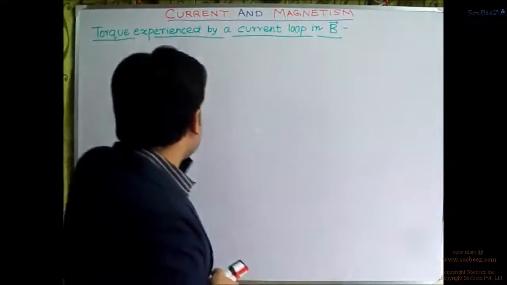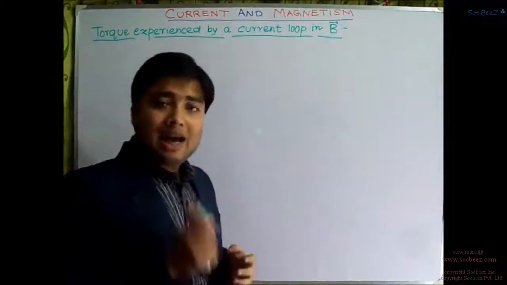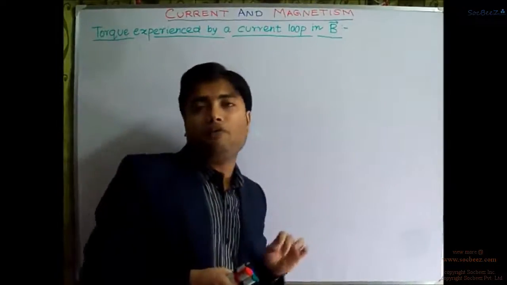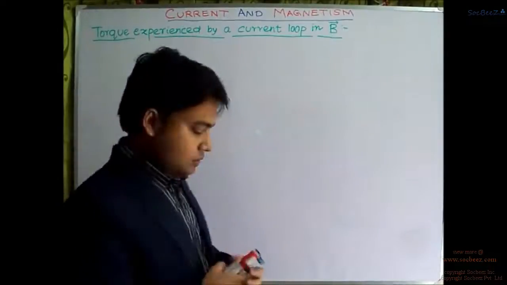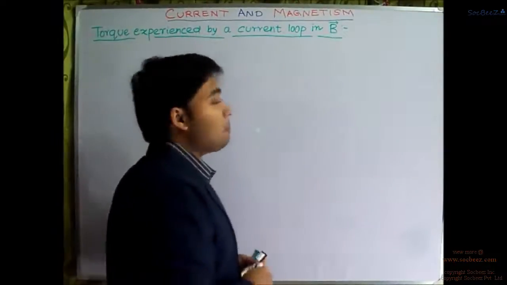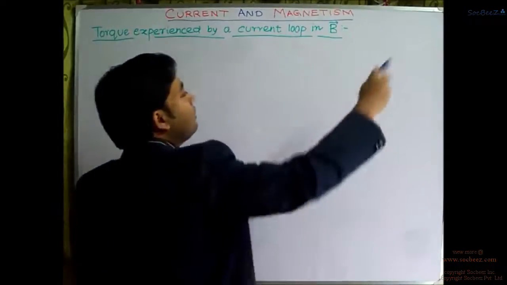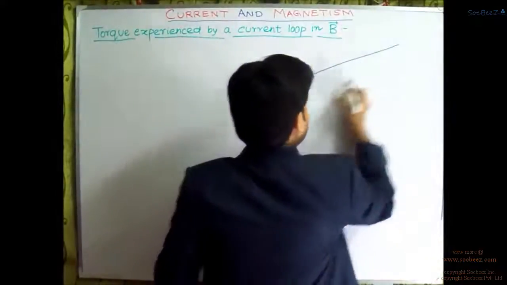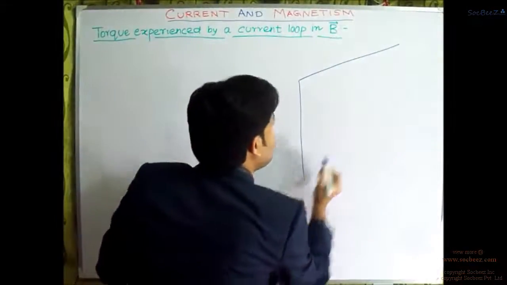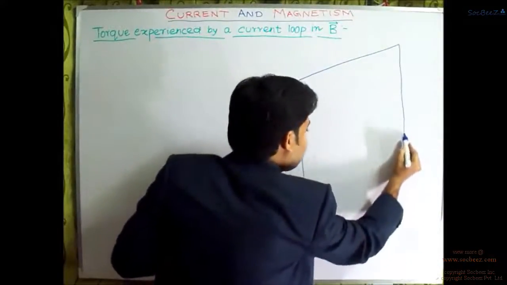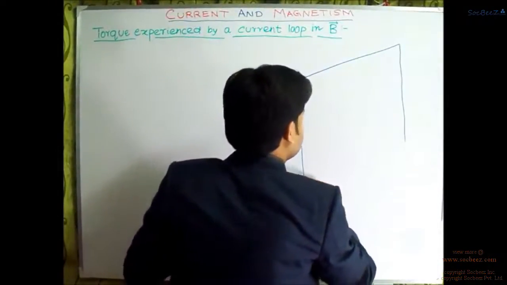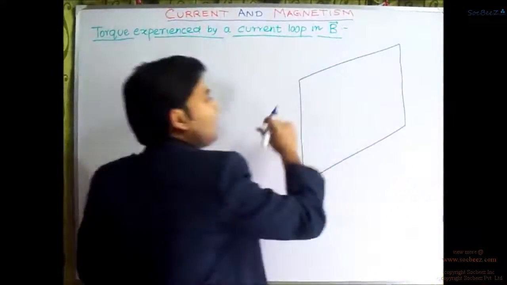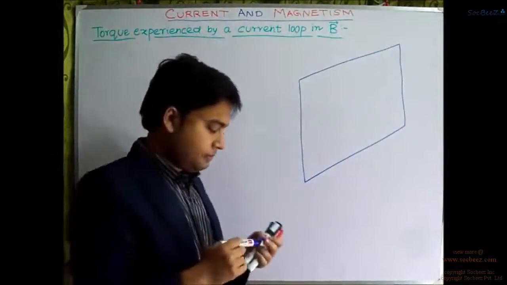Now, to understand what a torque is and what the torque experienced by a current loop in a uniform magnetic field B is, we shall see it with the help of a diagram. First of all, obviously, let us check that this loop is like this. It is in the form of a rectangle. This is a rectangular loop, right?